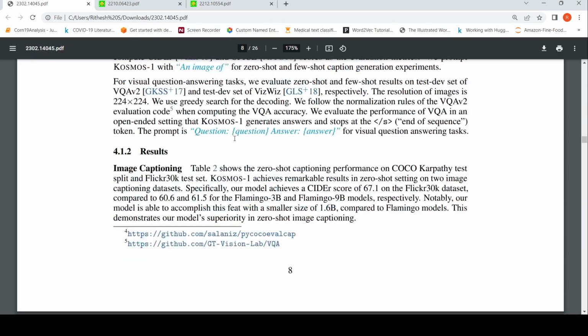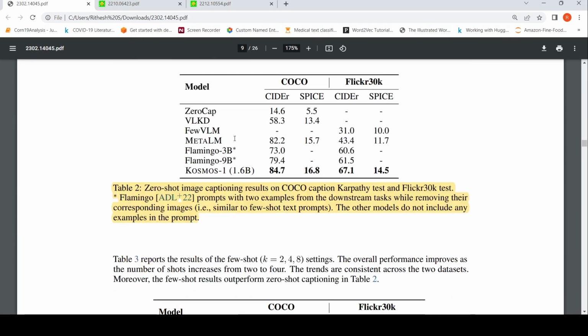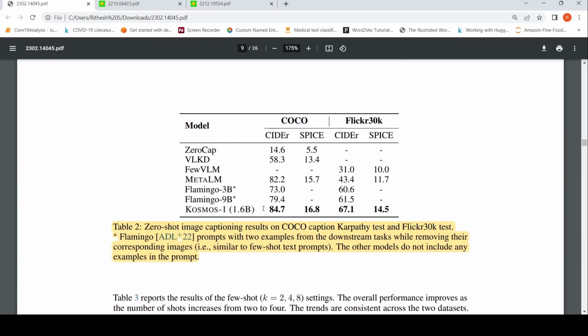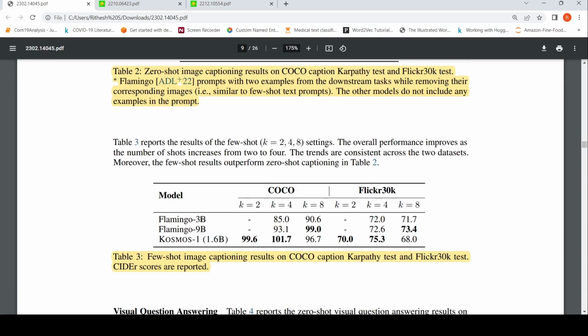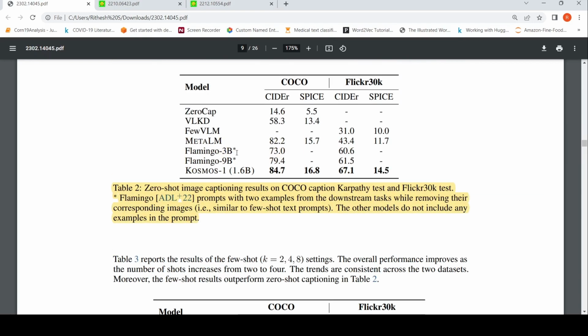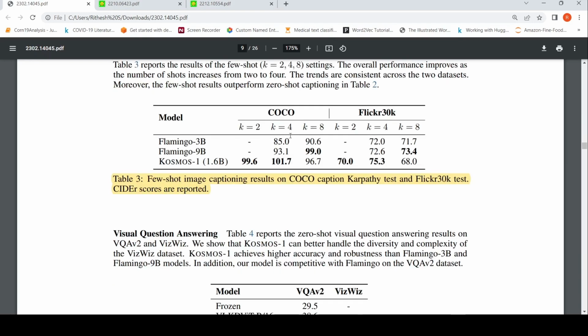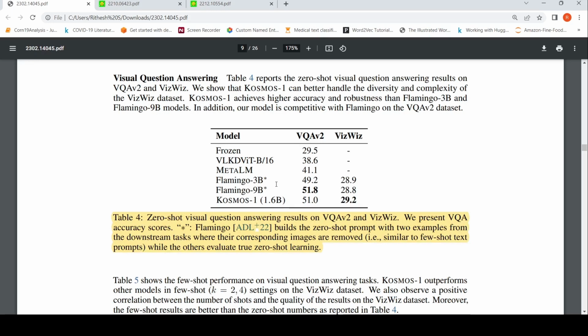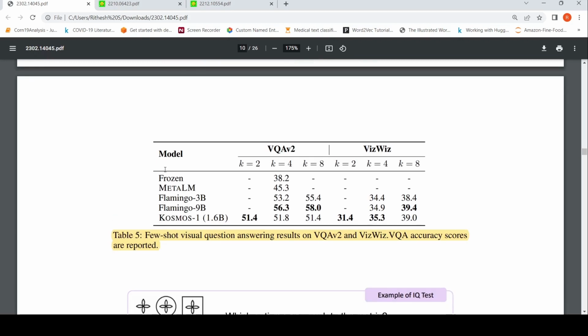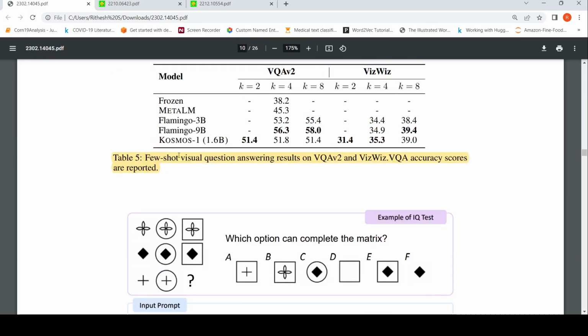Let's look at some of the examples. This is for image captioning, and they claim that this particular model has very good results compared to other models over here. We have seen examples before: given an image, it has to generate a caption. This is zero shot, and this is few shot results. This is visual question answering. Again, the results of visual question answering are presented over here. So this is few shot visual question answering.